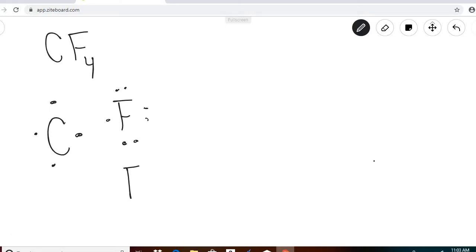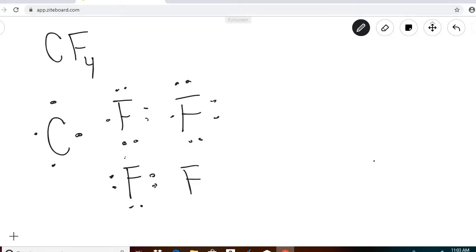Okay, so number 1A, the molecule is CF4. We'll start with the Lewis structure. Carbon has 4 valence electrons, and then we would have 4 fluorines, each of which has 7 valence electrons because they are in group 7. Fluorine is group 7 on the periodic chart, so it has 7 valence electrons.